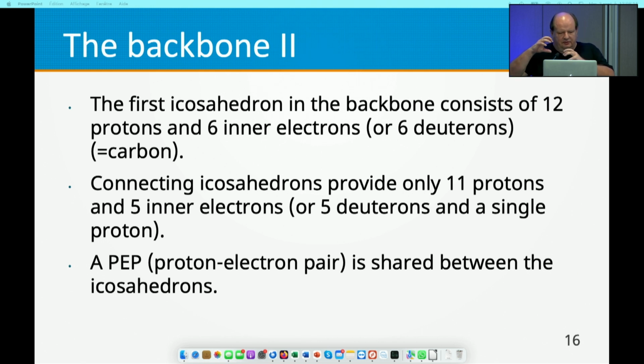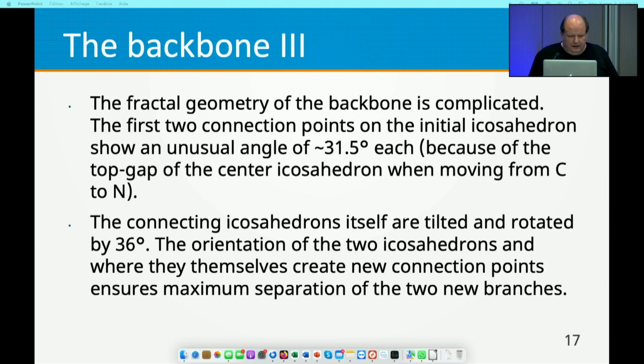When we connect another icosahedron to that, it provides only 11 protons and 5 inner electrons. So we have something that we call a PEP, a shared PEP. That is actually what we would call a neutron, and it is basically the connection between the two icosahedrons. This fractal geometry that is created is a little bit complicated. It has an angle of 31.5 degrees, and that is because of a top gap that is created on the first icosahedron.